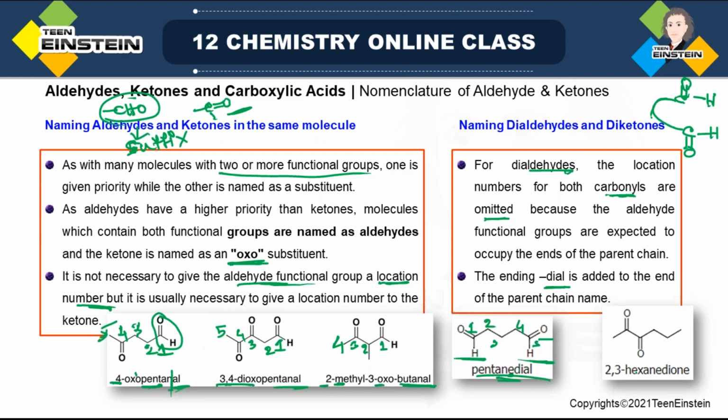Similarly, for two keto groups, you have to put location numbers because the keto group can be anywhere in the chain. It will not be terminal. So 2 and 3, because it is 1, 2, 3, 4, 5, 6. Why not number in the other direction? Because in that case the keto groups would get 4 and 5. But you have to choose the numbering that gives the lowest possible numbers for the keto groups. So 2, 3, longest chain 6 carbon, hexane. Write the term hexane completely, do not omit the E. After that write dione. So this is the nomenclature when there are two aldehyde groups or two ketones.